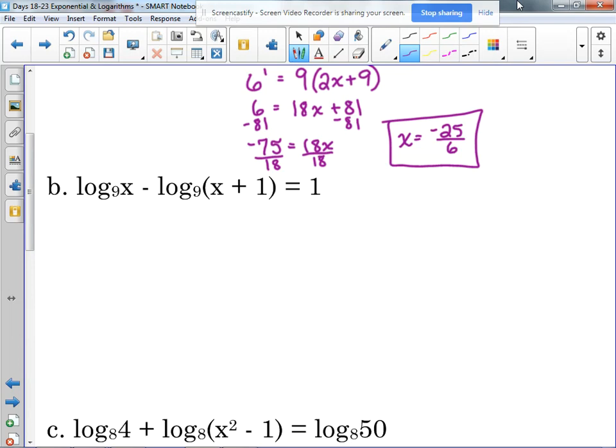Log base 9 of x minus log base 9 of x plus 1 is equal to 1. Now, I don't know that you will honestly ever run into this situation, but you should always make sure that your logs have the same base. You can't put them together if they don't have the same base. So just be aware of that.